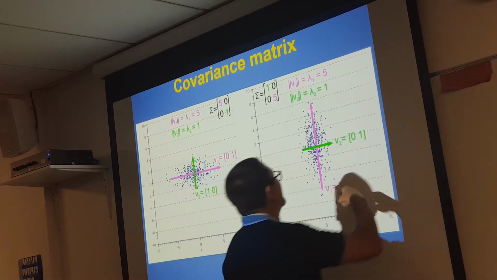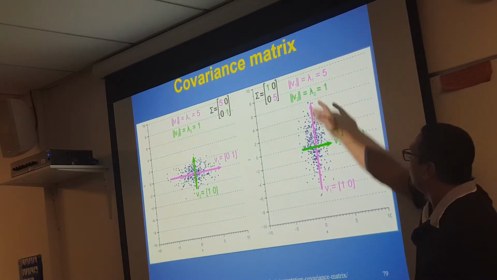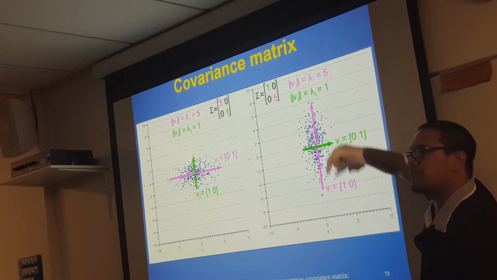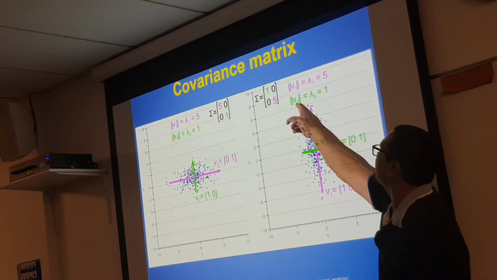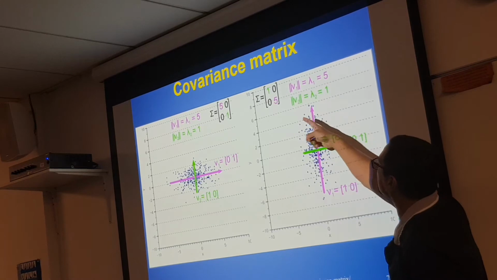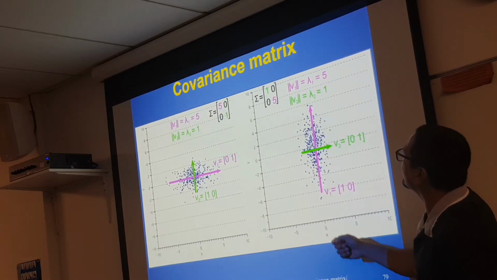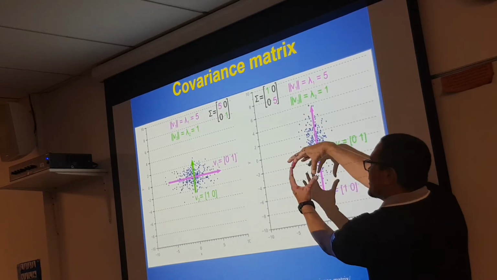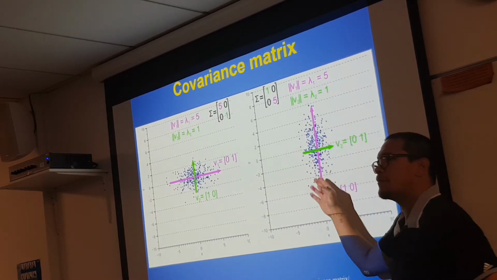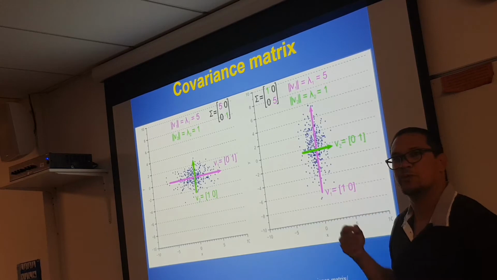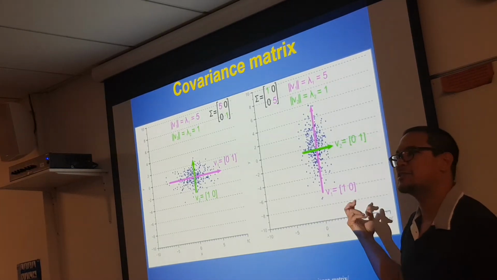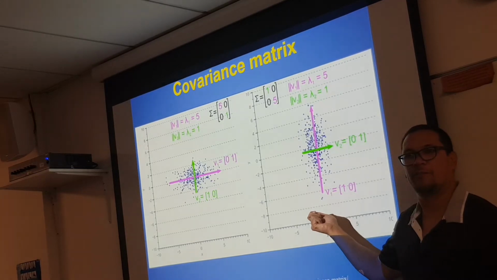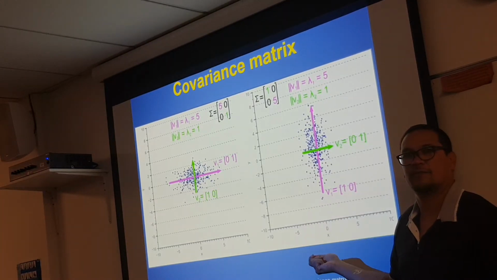Conversely, if I had a data cloud like this, now x1 is not very variable, x2 is quite variable. So my variance in x2 is a 5, my variance in x1 is a 1. But still, there's no structure beyond that described by just each individual variable. There's no relationship between x and y here. As one goes up, the other one doesn't go up or down.